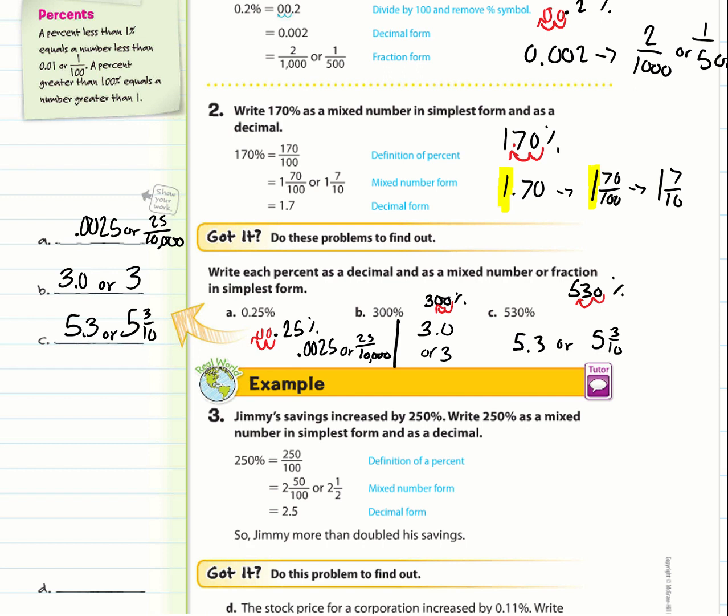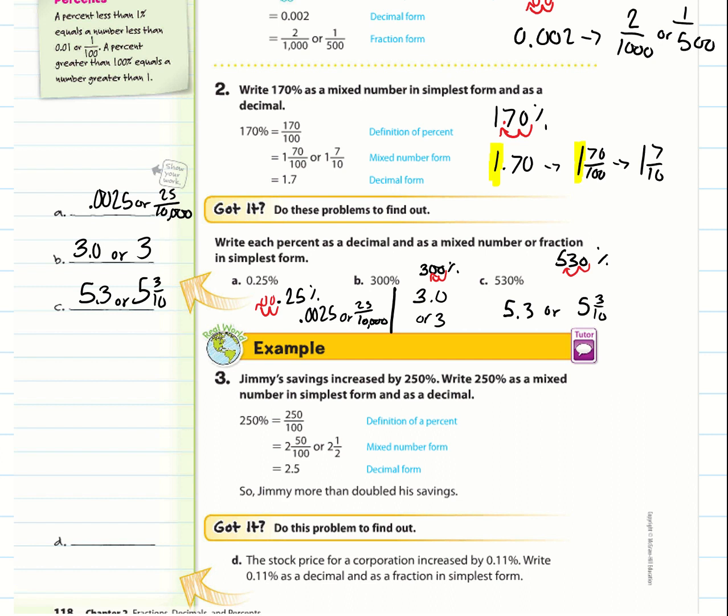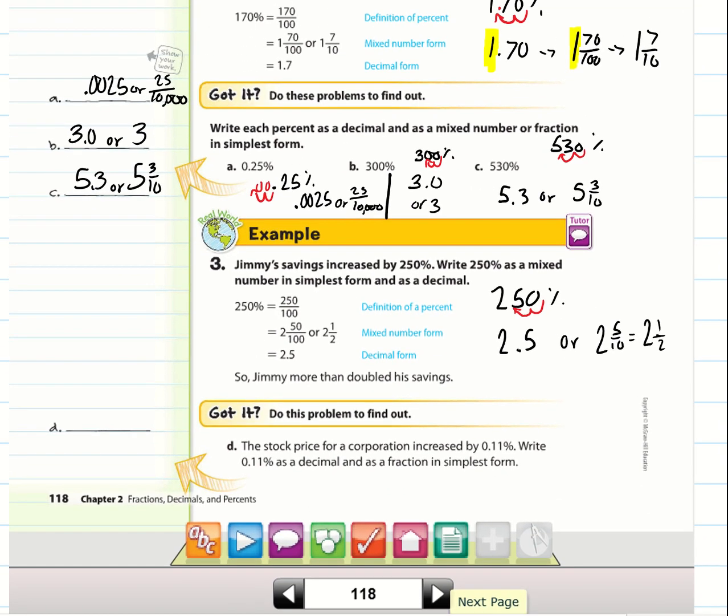So example 3, Jimmy's savings increased by 250%. Write 250% as a mixed number in simplest form and as a decimal. So 250%, I'm going to take that, and my rule is to move it twice to the left for percent to a decimal. So I have 2 and 5/10, and that reduces to 2 and 1/2. So remember, percent to decimal, move twice to the left. So go ahead and try D.